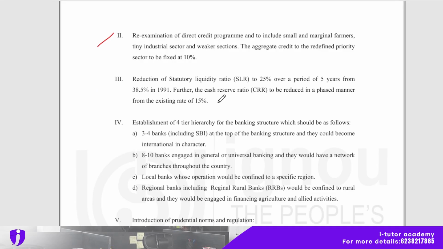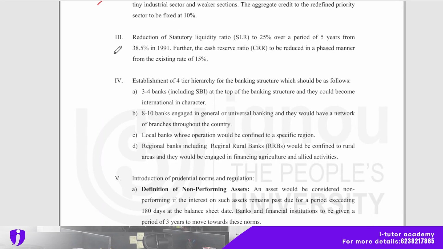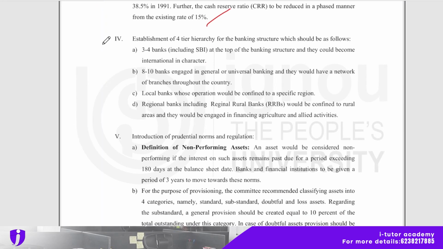Third one is reduction of the statutory liquidity ratio, SLR, to 25% over a period of 5 years from 38.5% in 1991. Further, the cash reserve ratio to be reduced in a phased manner from the existing rate of 15%. And the fourth one is establishment of a 4-tier hierarchy for the banking sector, which should be followed.